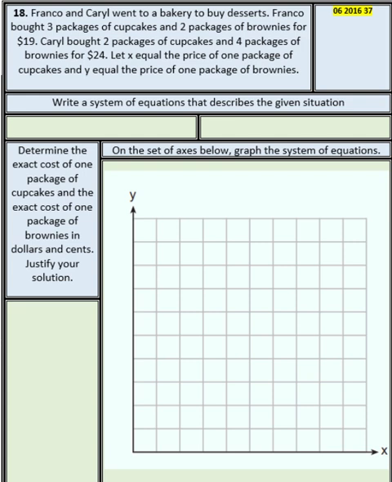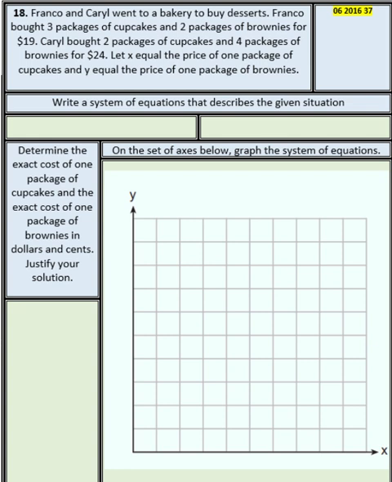Okay, question number 18. Franco and Carol went to a bakery to buy desserts. Franco bought 3 packages of cupcakes and 2 packages of brownies for $19. Carol bought 2 packages of cupcakes and 4 packages of brownies for $24. Let X equal the price of 1 package of cupcakes and Y equal the price of 1 package of brownies. Write a system of equations that describes the given situation.